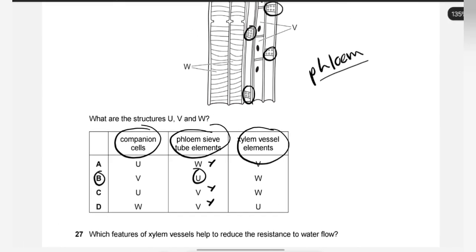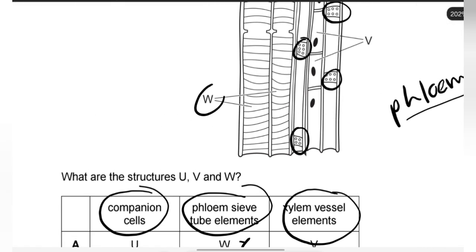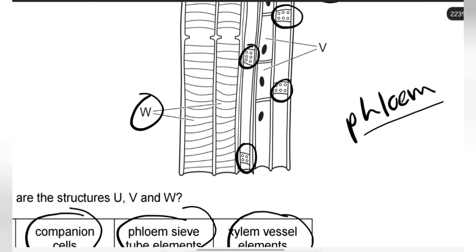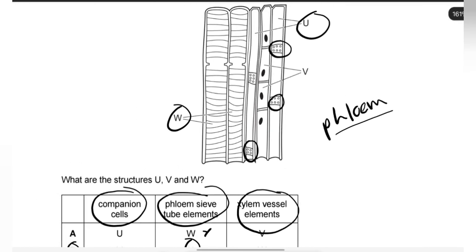And just to confirm, for the xylem, we have W, and you can see that it clearly shows xylem with the lignified walls. And now the last one, companion cells: you can see that this is the only part that is cell-like on this diagram. You can see this part, which looks like nuclei. So that would be representing companion cells.